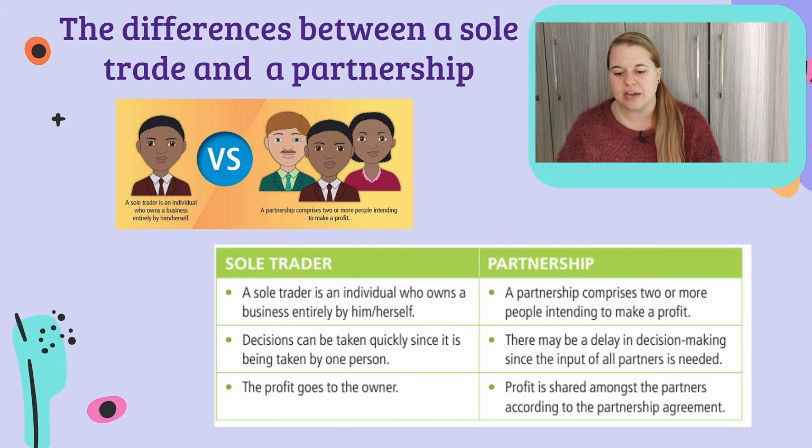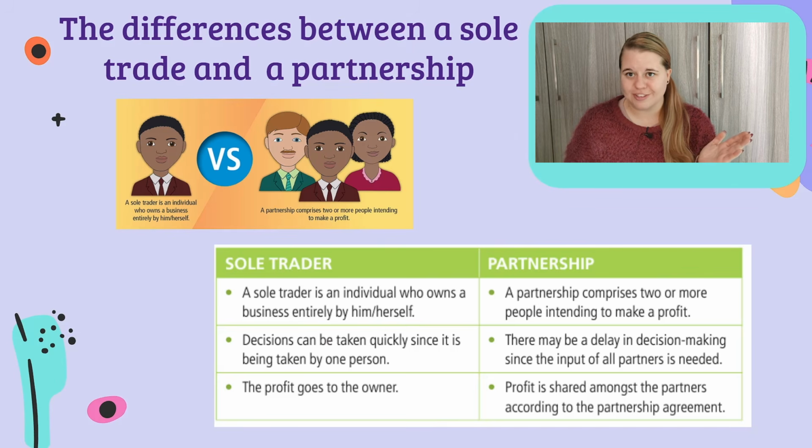Now, side by side, can they ask you this as a question to differentiate between the two? Of course they can. So a sole trader is an individual who owns a business entirely by him or herself. They take the decisions quickly because there's only one person. The profit goes to one person, to the owner.